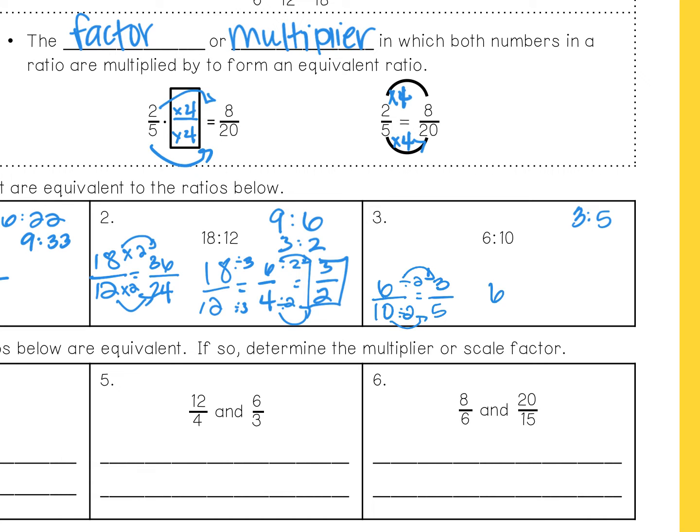Now I'm going to take 6 to 10, write it as a fraction. And this time I'm going to multiply. So 6 times 2 equals 12. And if I do it to the top, then I have to do it to the bottom. So 10 times 2 is 20. So 12 to 20 would be my third ratio.